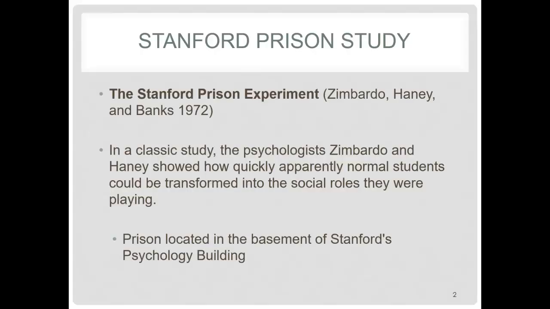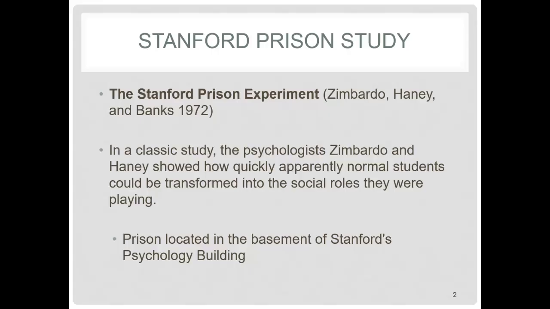So now we're going to talk about the Stanford Prison Experiment. And I'm sure some of you are very familiar with this experiment. In 1971, this was considered a classic social psychology experiment. Dr. Zimbardo and Haney showed how quickly apparently normal students could be transformed into the social roles they were playing.